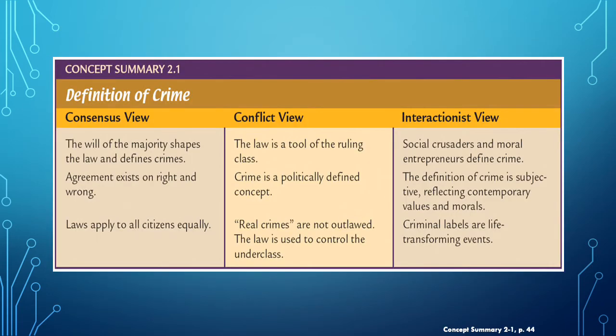Please take a look at the concept summary for this. I think that does a pretty good job of comparing and contrasting the consensus view, the conflict view, and the interactionist view. The consensus view wants laws to apply to all citizens equally, but from the conflict view, real crimes are not outlawed, the law is used to control the underclass, and the interactionist view is that criminal labels are life transforming events, and that in some way that's a good thing because we don't want people engaging in immoral actions. But anyways, take a look at it. I think it's a helpful guide.